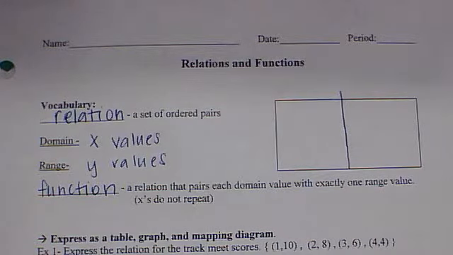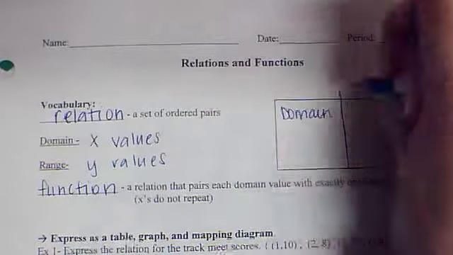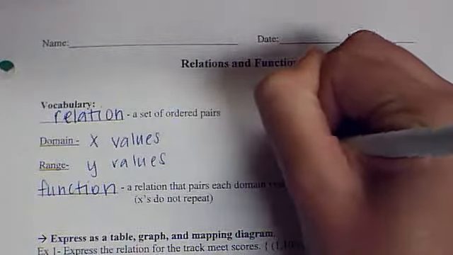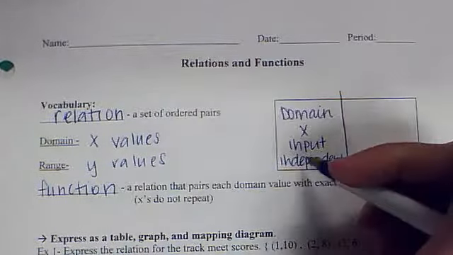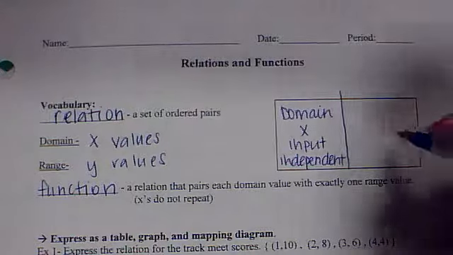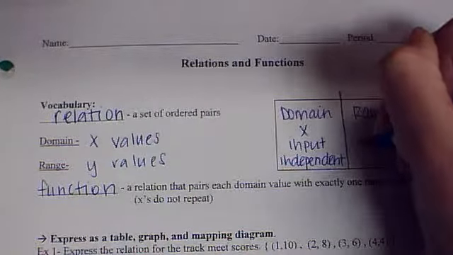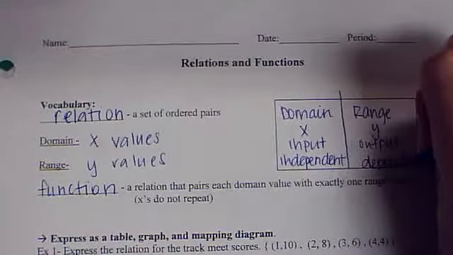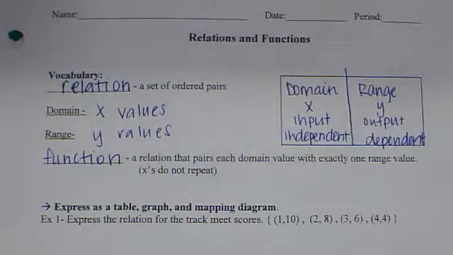If I split this box into two categories, the first one I want to put all the things that have to do with X. So that's domain, X, input, and independent. Remember, input and independent we learned more about yesterday. In the second box, then, the words that would go together would be range, Y, output, and dependent. And I can use these words interchangeably, so I need you to know which ones go with which, so that you know what I'm talking about when I use those words.